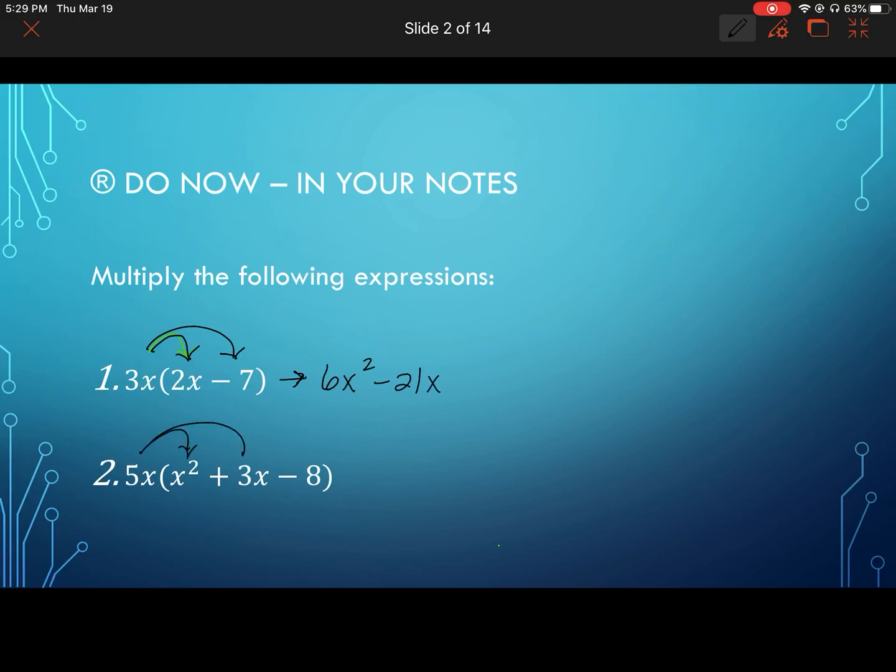And the second one would end up being, let's see, 5x times x squared would be 5x cubed. And then 5x times 3x would be 15x squared. Remember, we're adding the exponents because we're multiplying. And then 5x times a negative 8 would be negative 40x. Okay, so just a little bit of a refresher.